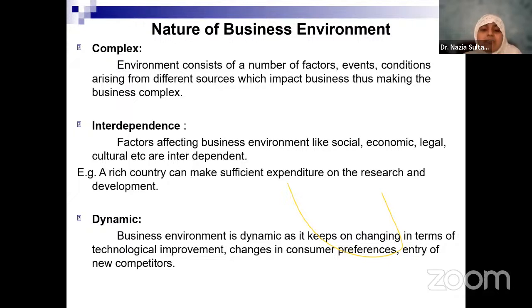First of all, business environment is very complex in nature. When people have to do business, they have to take into consideration so many things around them. So many events will be happening, so many conditions will be there, so many market forces will be there which will impact the business. So the environment as such is not very simple. It's a very complex environment where businesses get impacted by a lot of things.